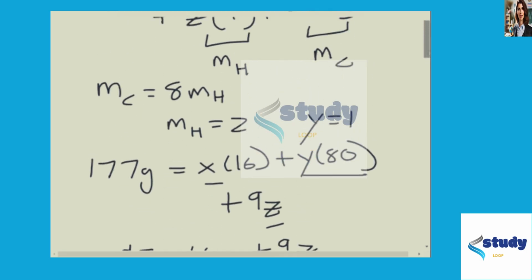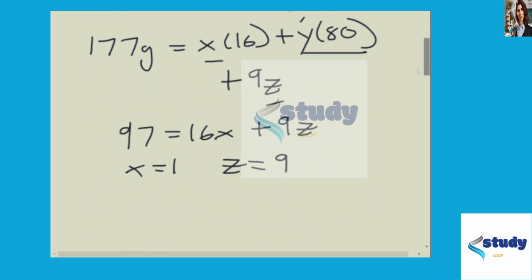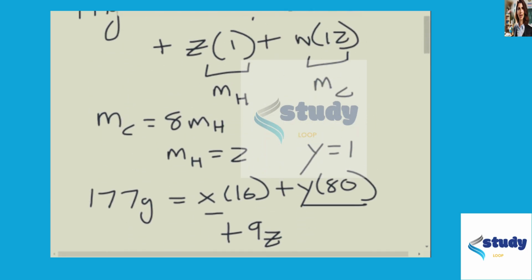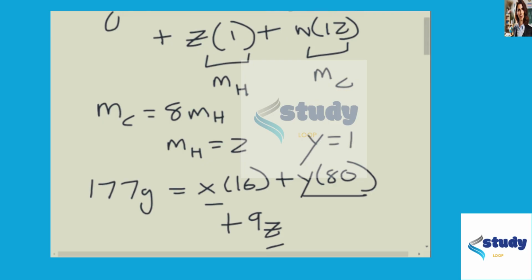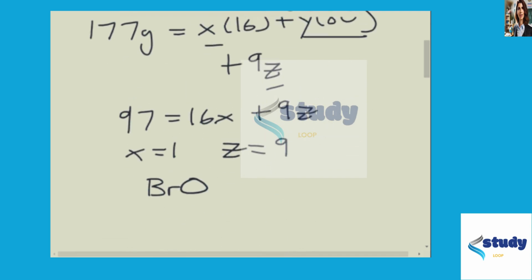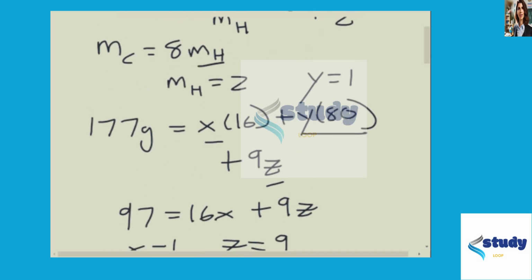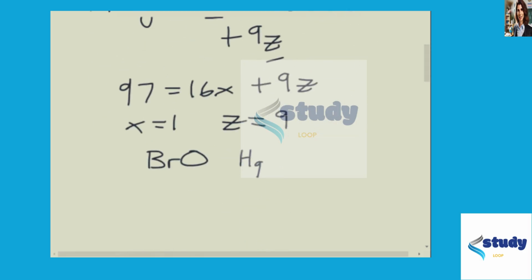So based on this information, we can now determine the molecular formula. We have 1 atom of bromine, we have 1 atom of oxygen, and now we have to back substitute into our equation. The amount of hydrogen is 9, so we have 9 atoms of hydrogen. So we have H9 somewhere. And for carbon, 8 times 9 would be 72, so we would have 6 carbons.